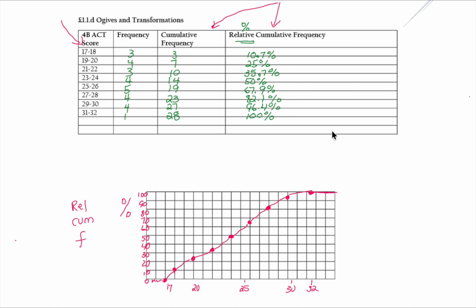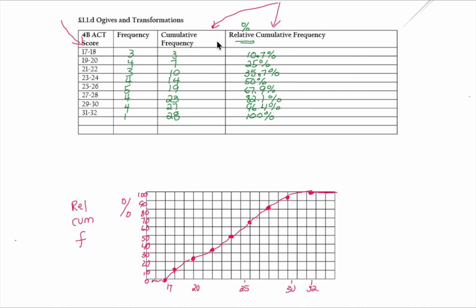So I always start with the table. Look at the first score range, 17 to 18. The frequency there is 3. So the cumulative frequency is also 3 because we're just starting. And since the total number of students is 28, that's about 10.7%. You can use your calculator to prove it. That's where the Ogive begins.